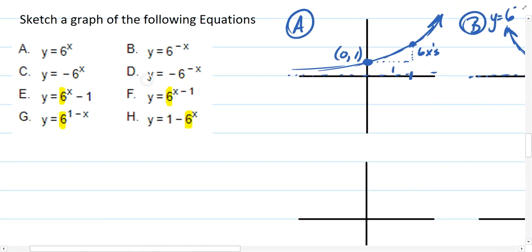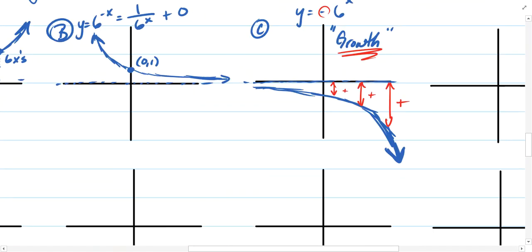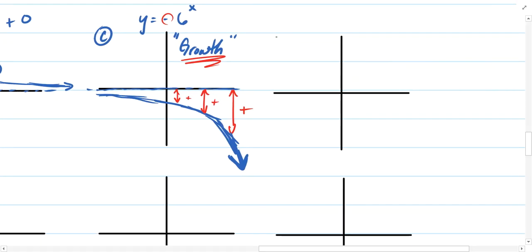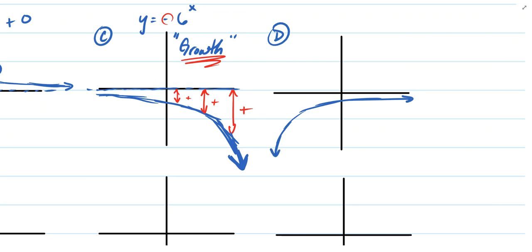So same thing happens with part D. We had the same equation as part B, 6 to the negative x power, only with a negative symbol in front of it. So that too should be flipped over the y-axis. And this particular example might be considered a decay function because the distance to the horizontal asymptote is getting smaller and smaller as we move from left to right.